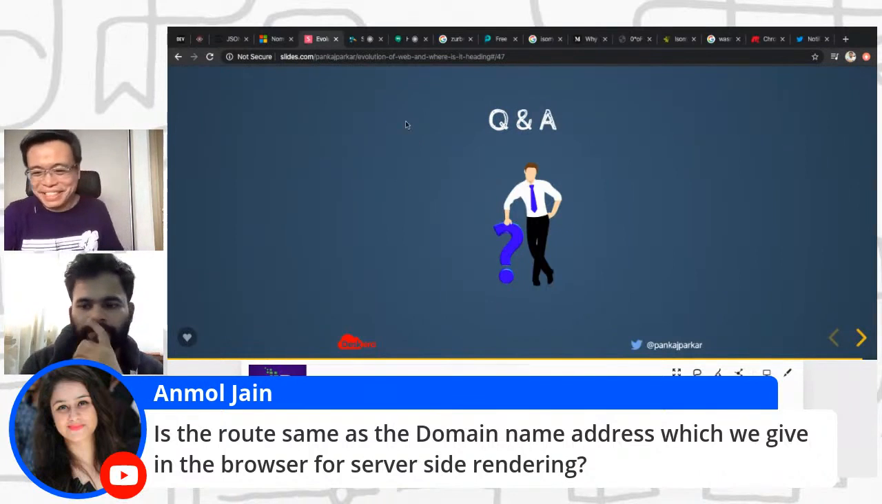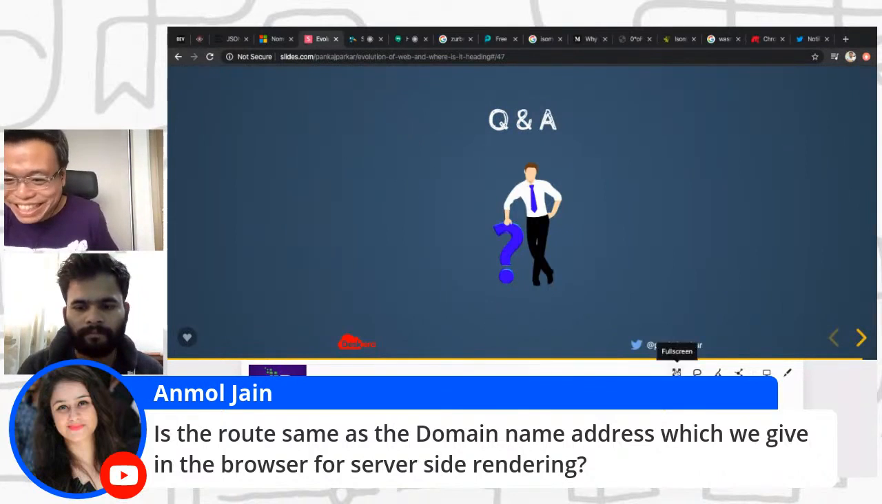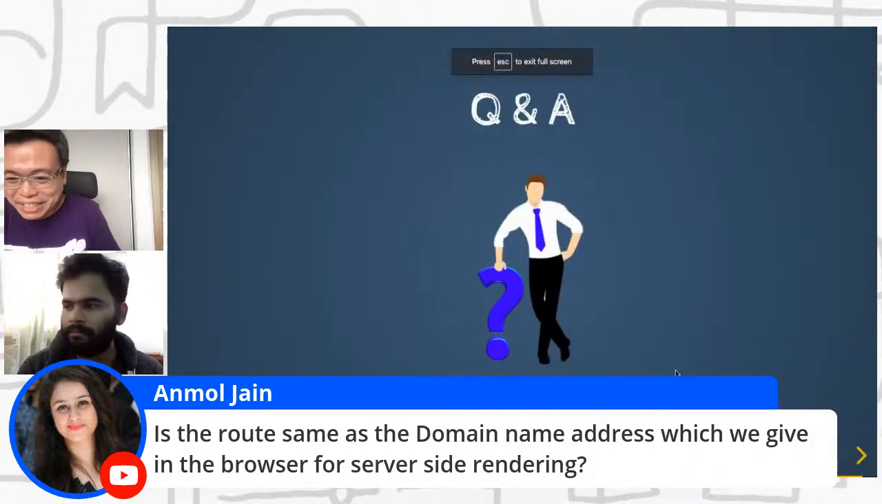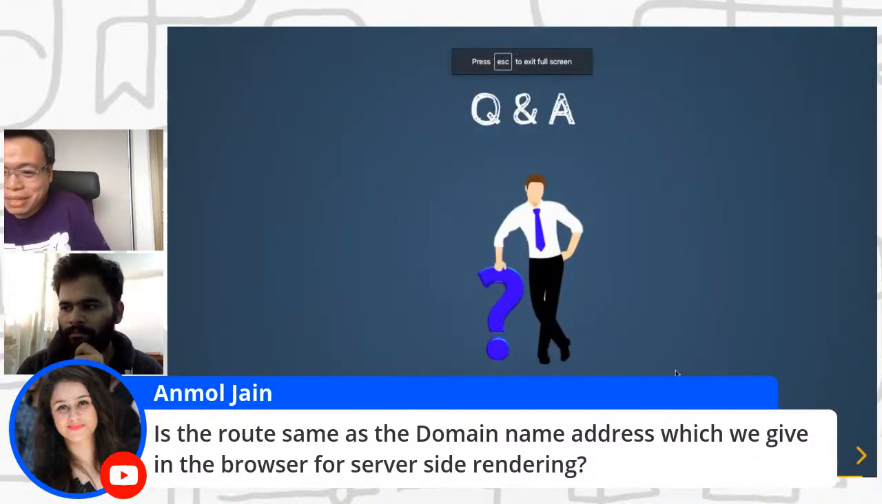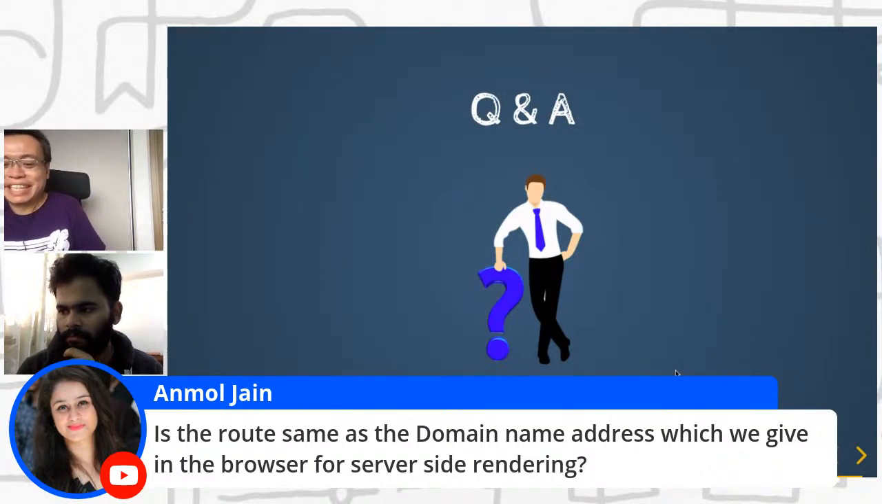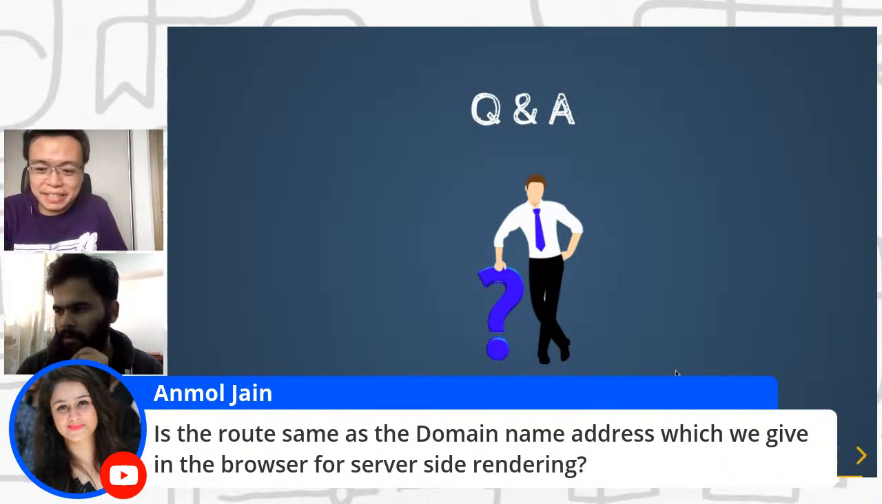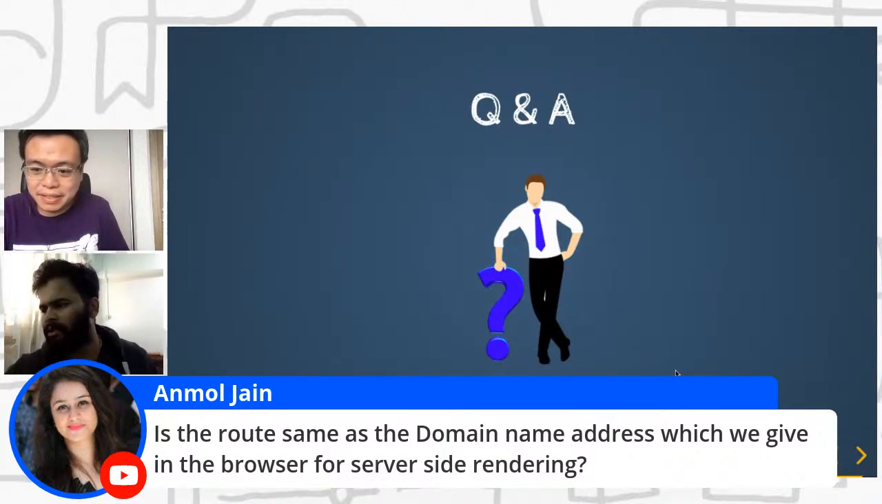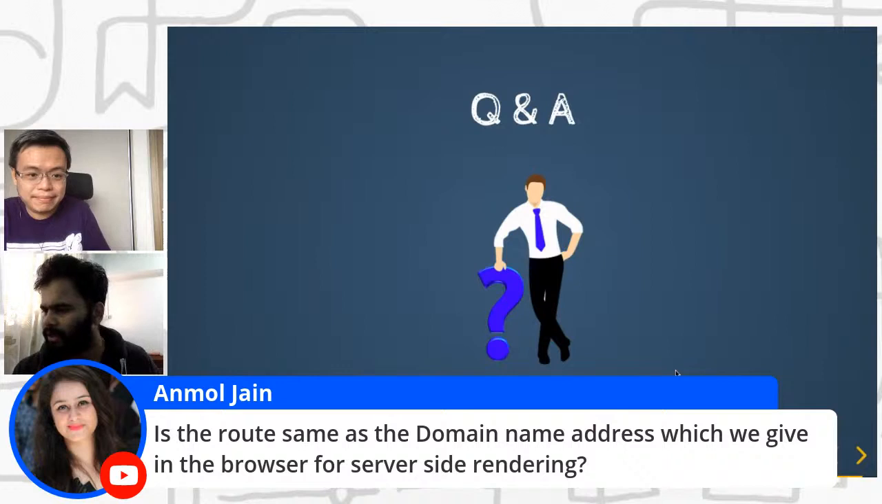So the question came from Anmol Jain. She's asking, is the route the same as the domain name address which we give in the browser for server-side rendering? Basically this is a point of connecting two things together, so let me try to decipher this.